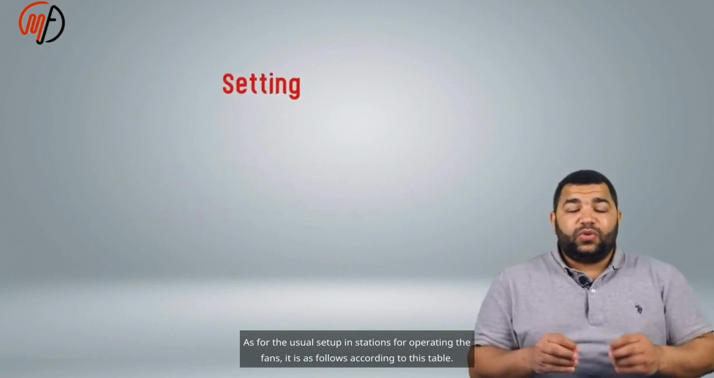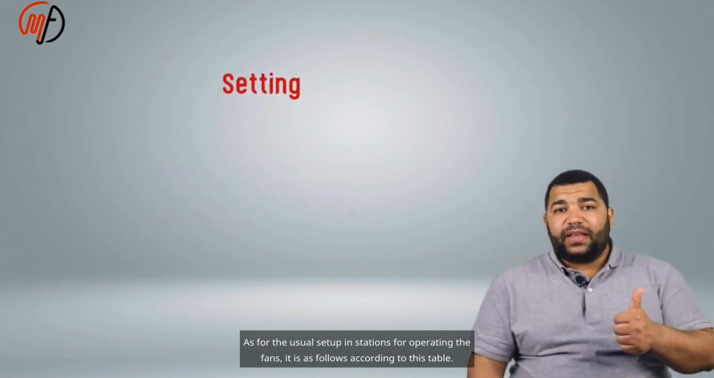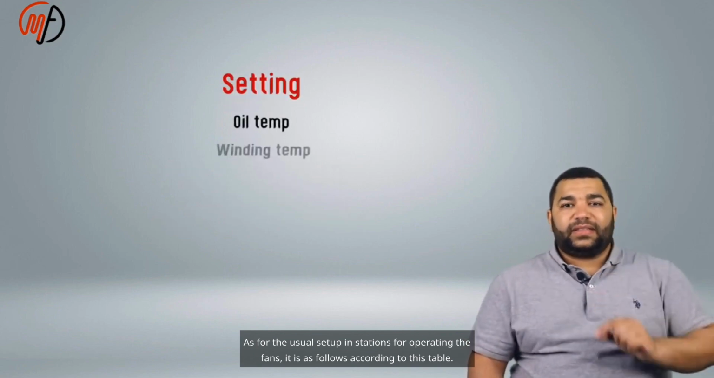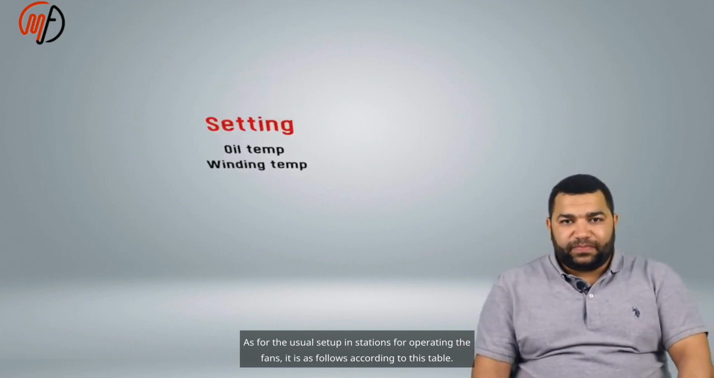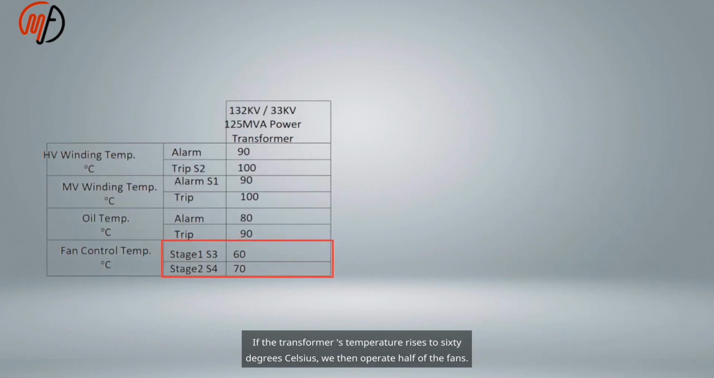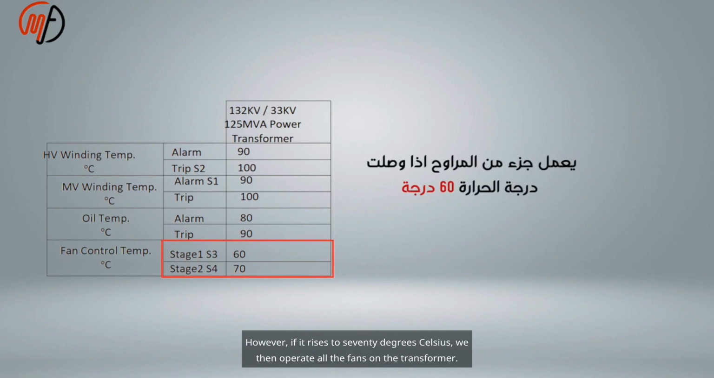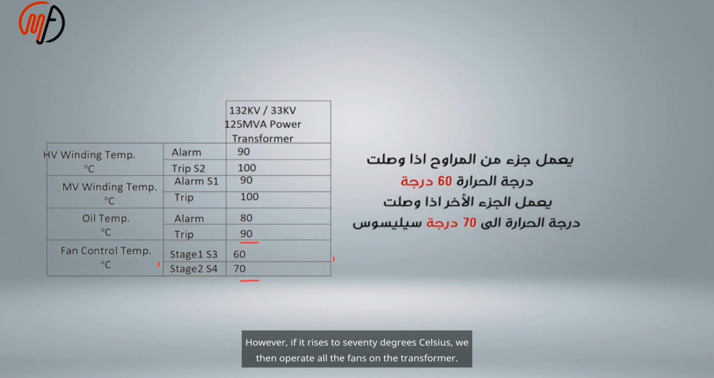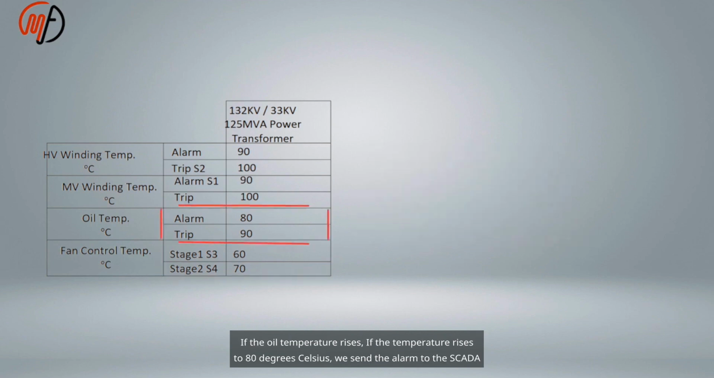As for the usual setup in stations for operating the fans, it is as follows according to this table. If the transformer's temperature rises to 60 degrees Celsius, we then operate half of the fans. However, if it rises to 70 degrees Celsius, we then operate all the fans on the transformer. If the temperature rises to 80 degrees Celsius, we send the alarm to the SCADA system.